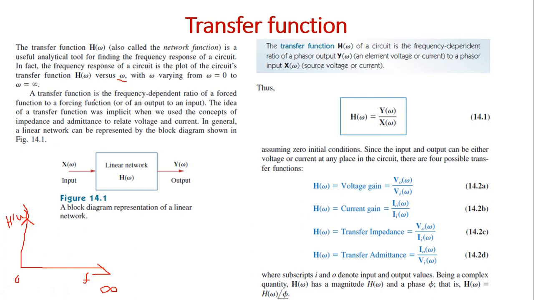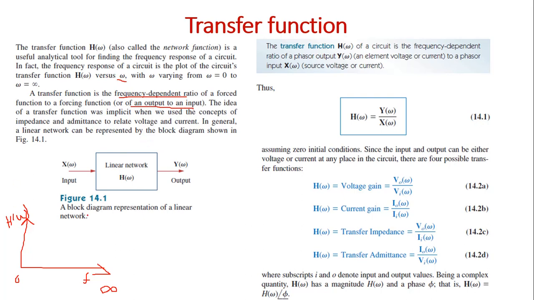Now, the transfer function is the frequency dependent ratio of a forced function to a forcing function, or of an output to an input. So what it means is that it is a frequency dependent ratio of a forced function to a forcing function, or you can say that it is the ratio of an output to input.